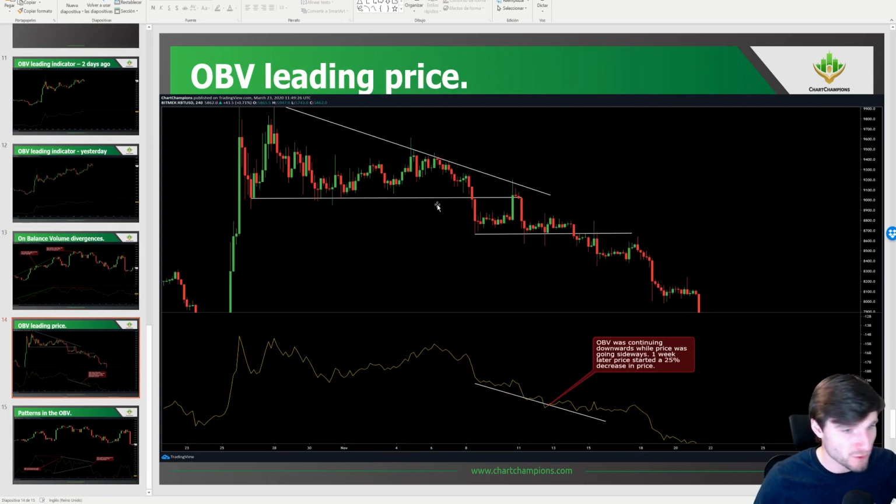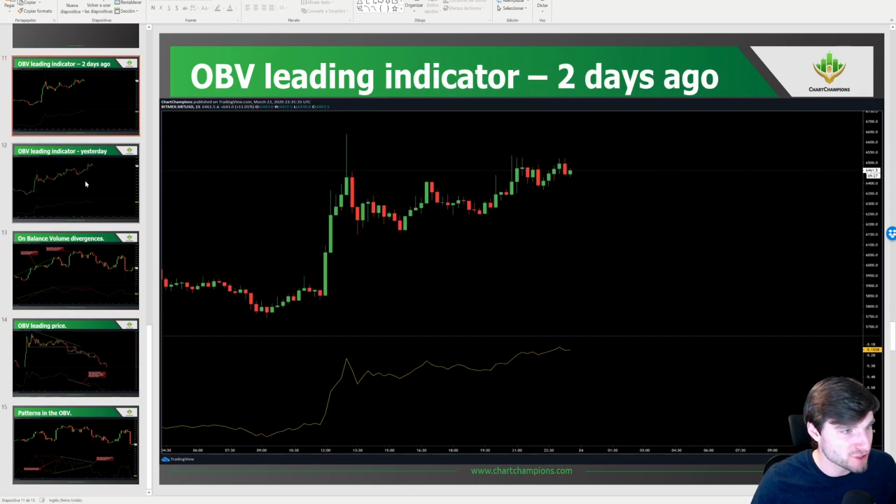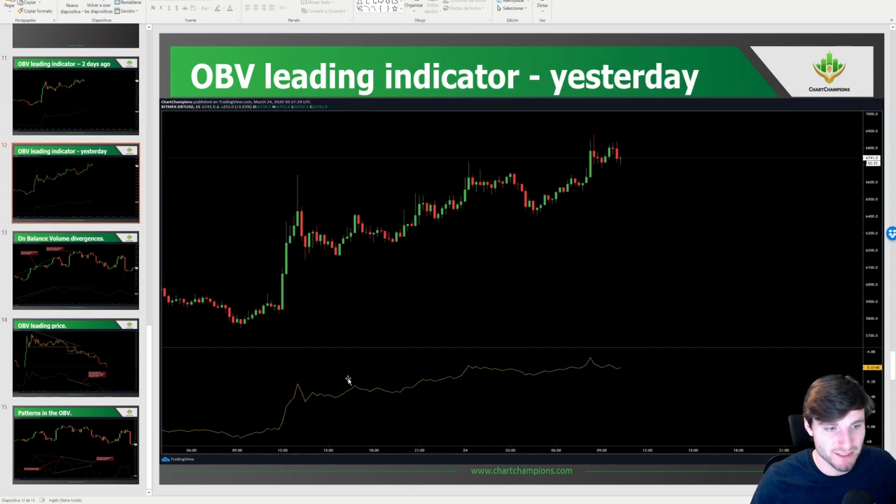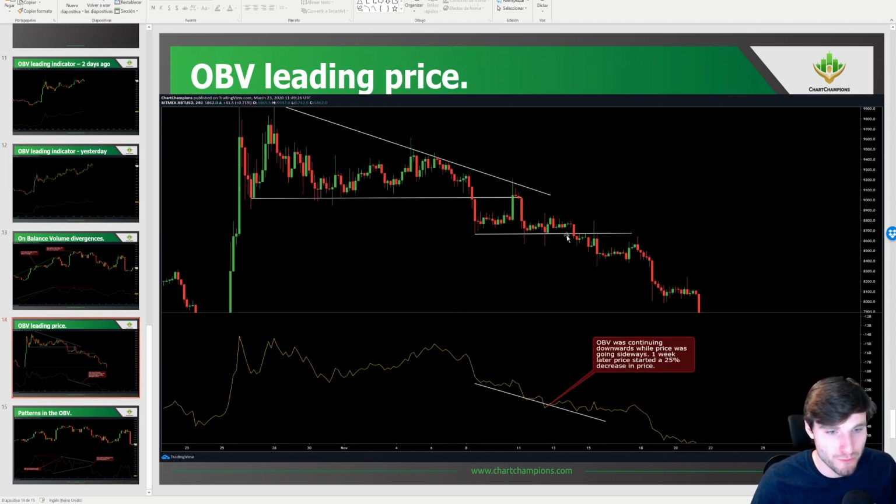So the next way that you can use this, again, is similar to the one where we saw the OBV leading price. So this is another example of OBV leading price, where, as we can see, we're in this descending triangle. We break out of the triangle, and this is a 4-hour chart, by the way. So here you had 1 week of sideways price action. So 3-4 days of sideways price action here. Here we can see price coming sideways, but look at the OBV. Look at the OBV falling really heavily down here.